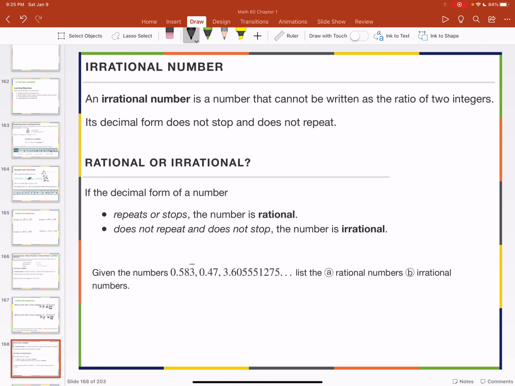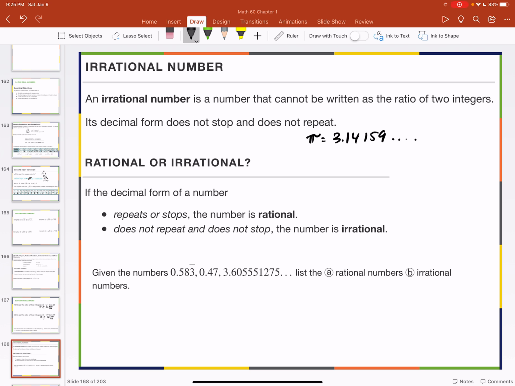What's an irrational number? An irrational number is a number that cannot be written as the ratio of two integers. So its decimal form does not stop and does not repeat. It's like the number pi, right? If you guys are familiar with pi, 3.14159, and so on, it continues. It goes on and it never repeats. So it's very, very cool.